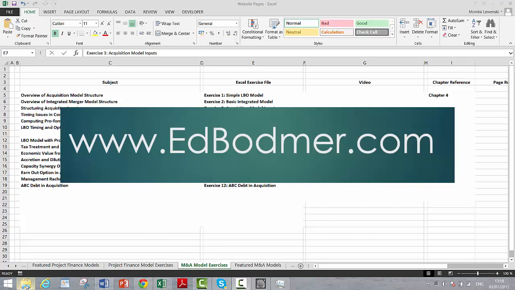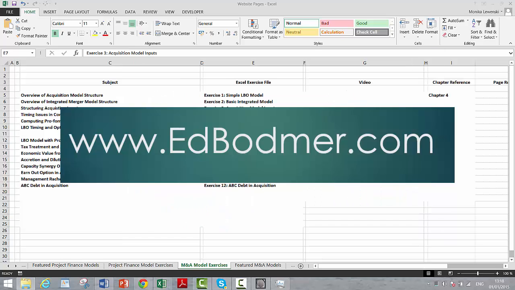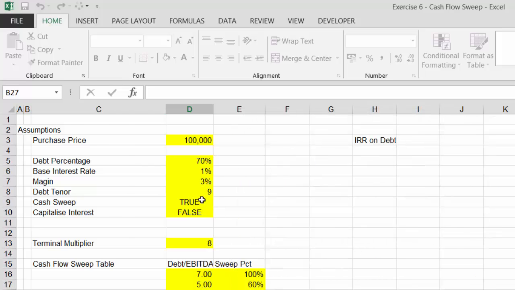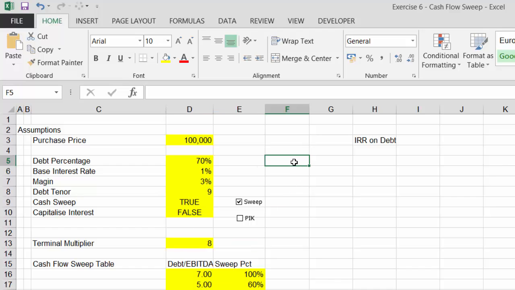Okay, here we go. Let's talk about a cash flow sweep in the context of an acquisition. I put one of these old user forms. You go to the Visual Basic, and it's a user form. I think I've discussed that in a section on macros.